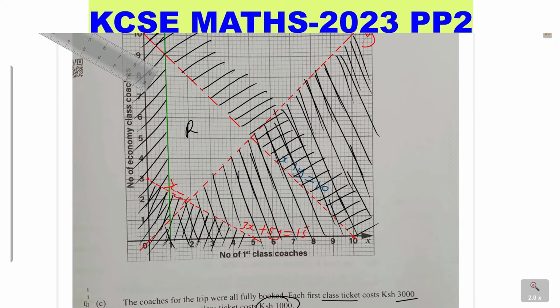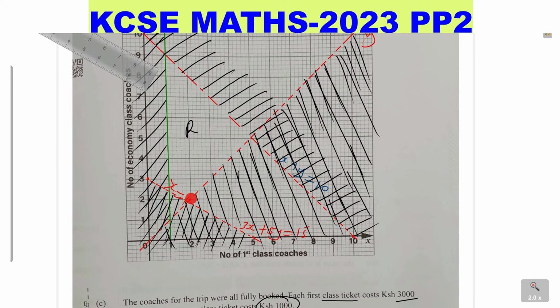You can use the search line or the inspection method. I will use the inspection method. For the inspection method, you inspect the corner points of the feasible region. But in this case, when you look at all the corner points of the feasible region or the required region, they are all lying on broken lines. And therefore, all those points will not satisfy all these inequalities.